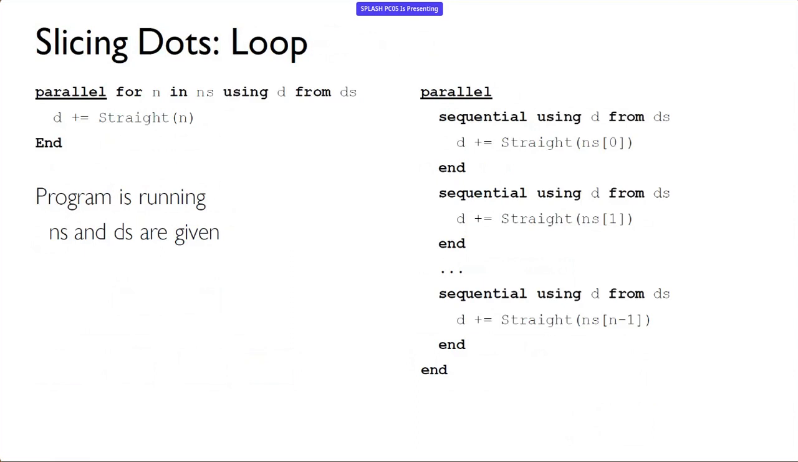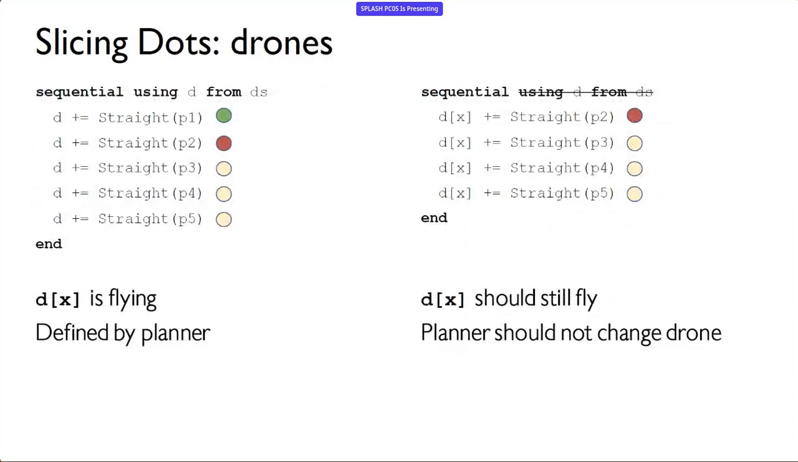And because every for loop can actually use drones from a certain array of drones, we just attach that into the internal sequential statements. But that means we need to understand how we actually slice a sequential statement or a parallel statement using this array of drones. And again, the name of the game here is safety.